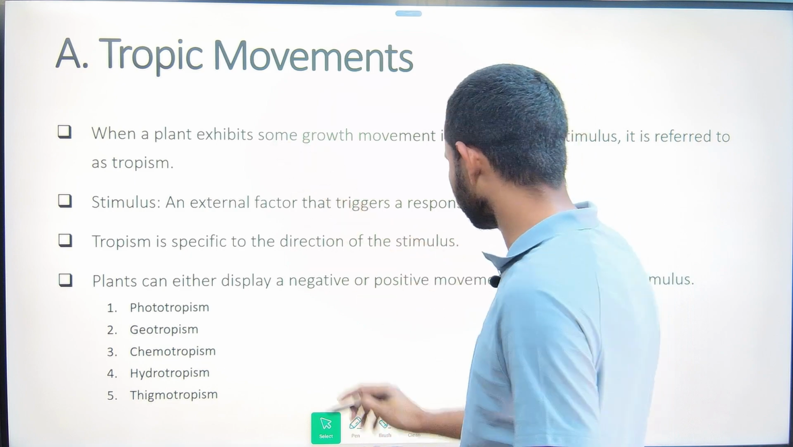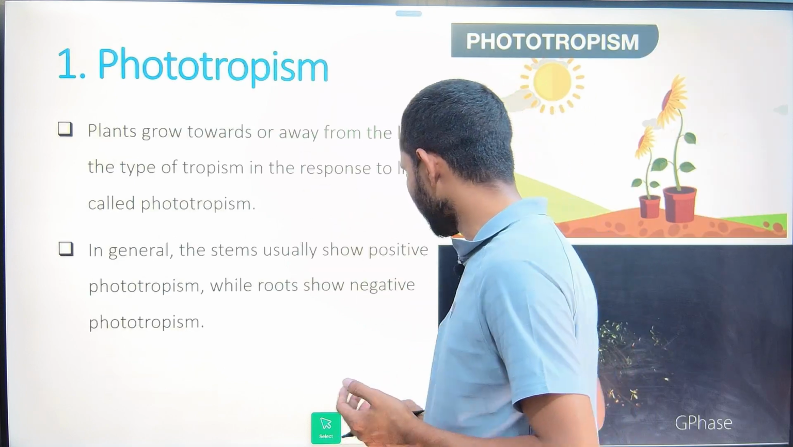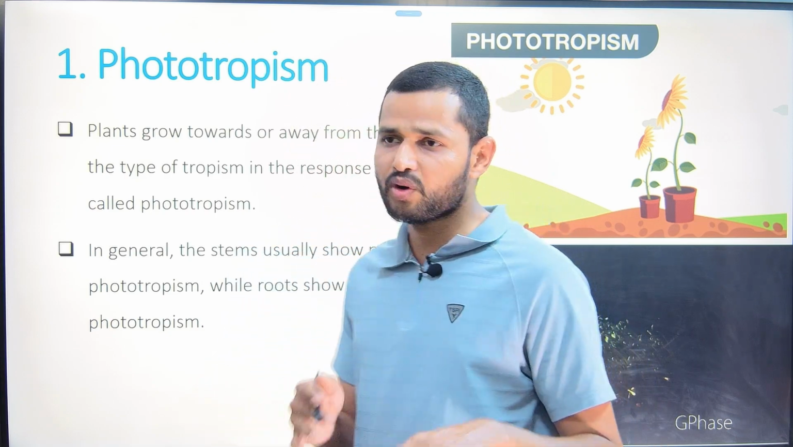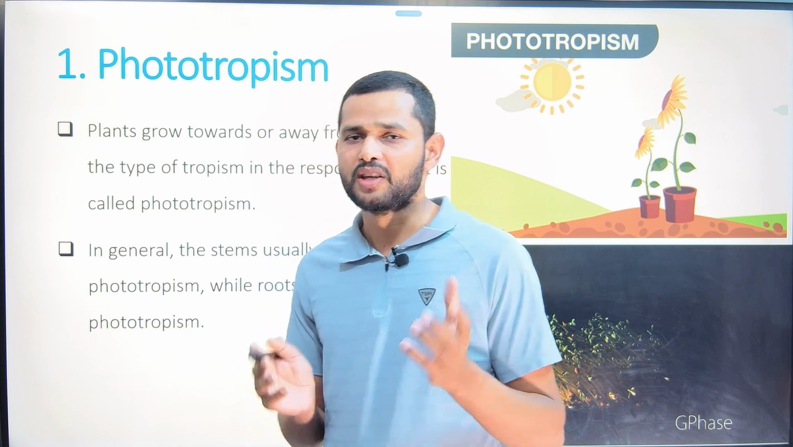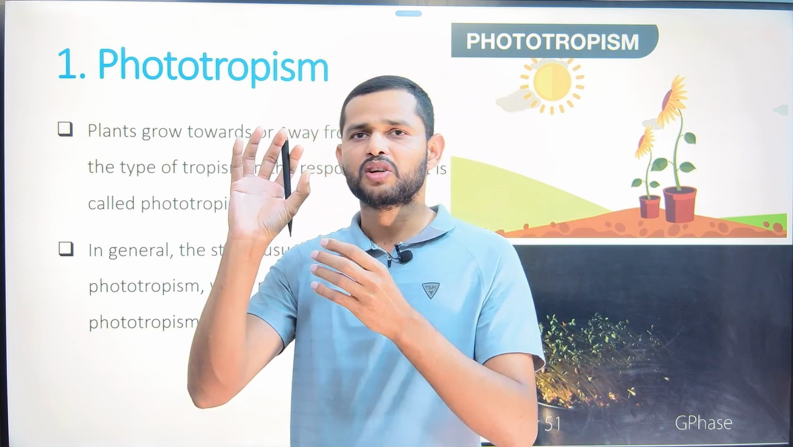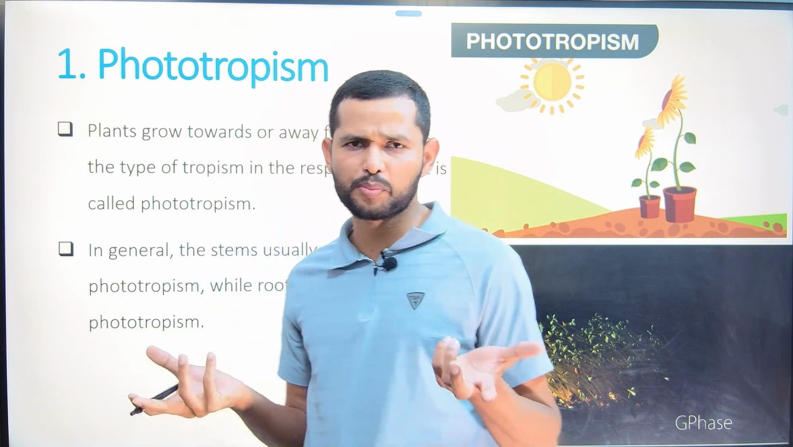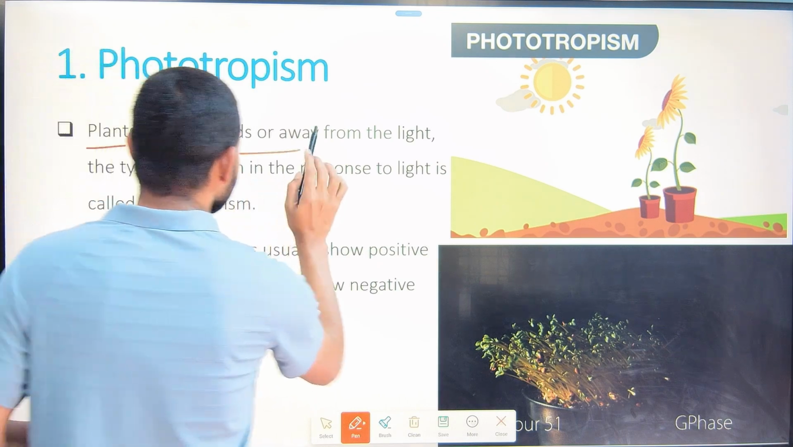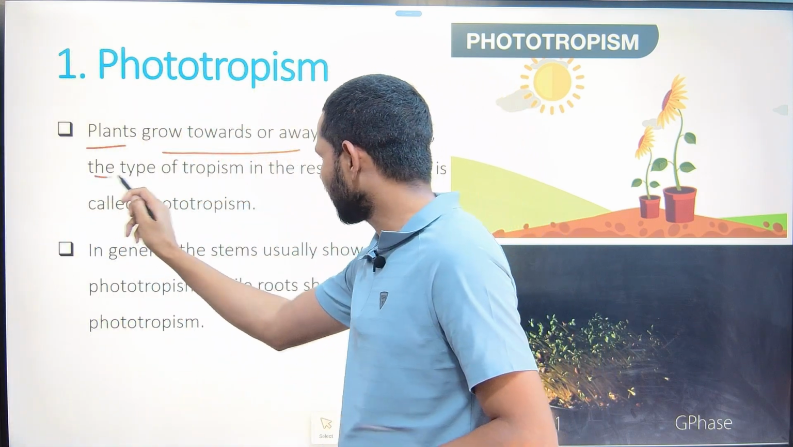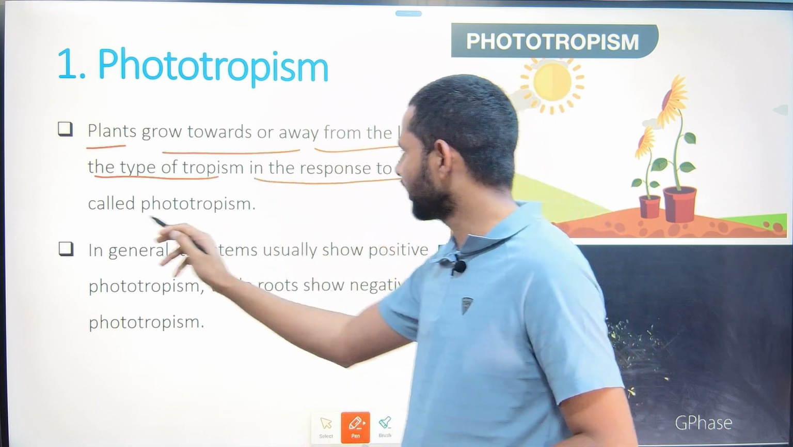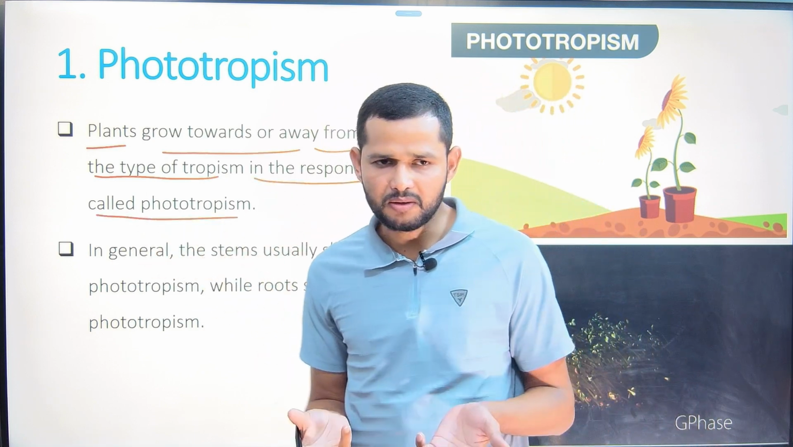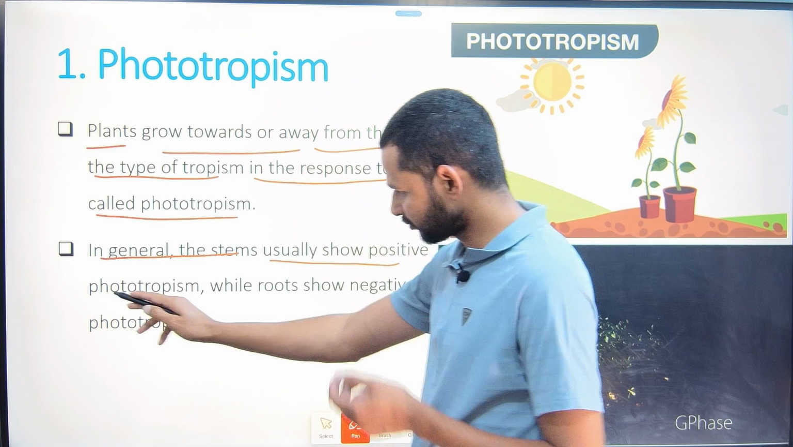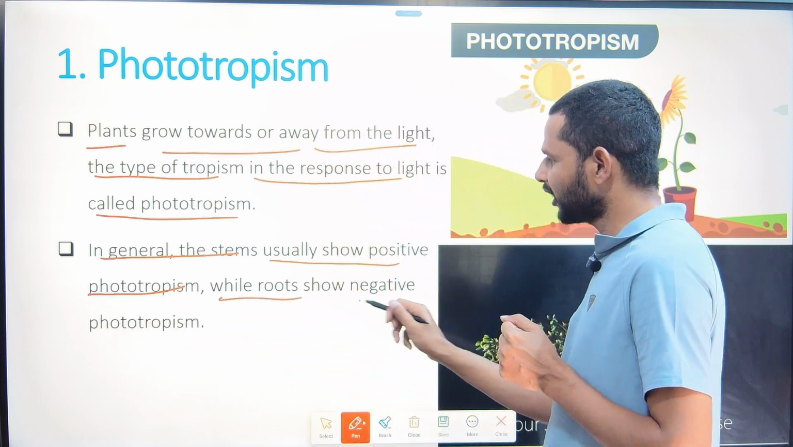Here we come to phototropism. It is a very important and basic movement in plants. If you have seen a sunflower plant, the movement of that flower towards the sun is called phototropism. It is very simple. Plants grow towards or away from light. The type of tropism in response to light is called phototropism. In general, stems usually show positive phototropism while roots show negative phototropism.